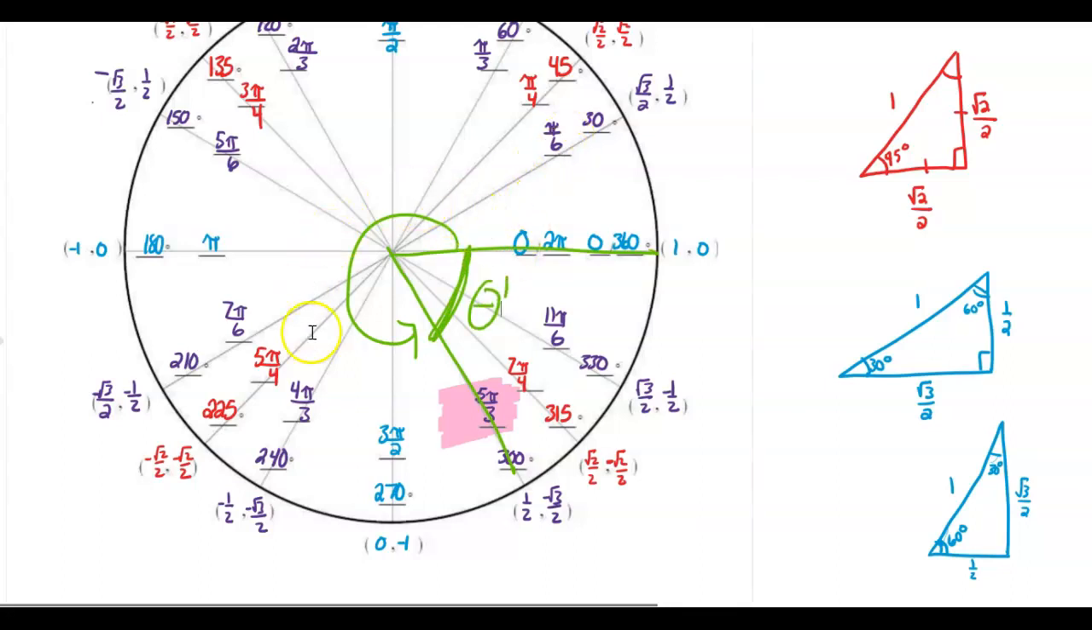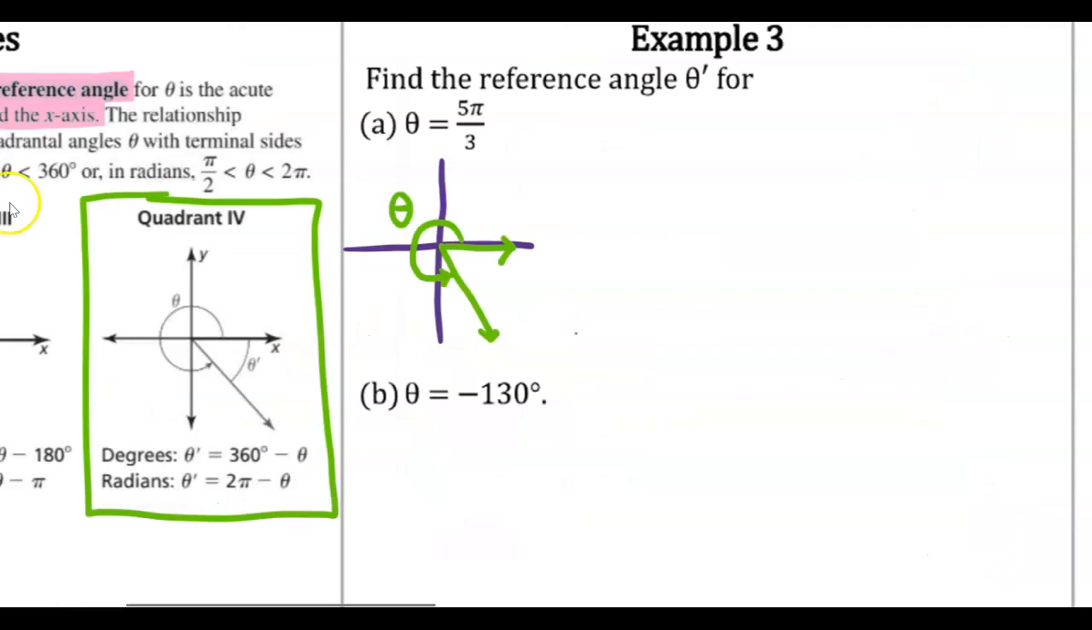So this right here is our reference angle. Well, if this is 300 degrees, then doesn't that mean this is 60? And how I did that in my head is I just thought, how many more do I need to go from 300 to 360? Or 360 minus 300.